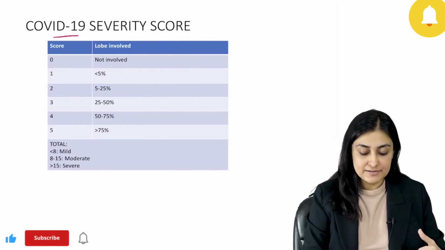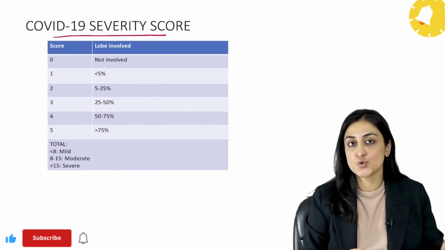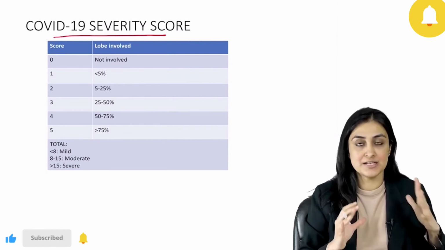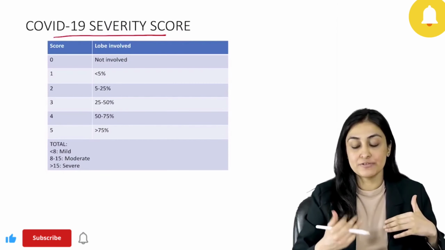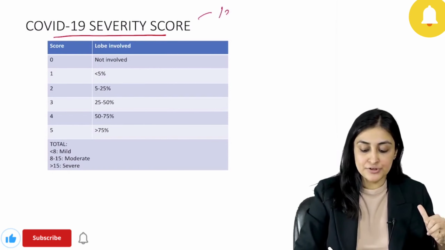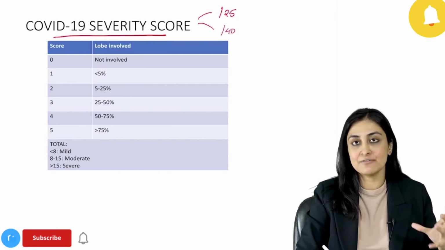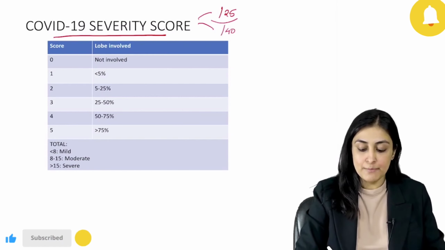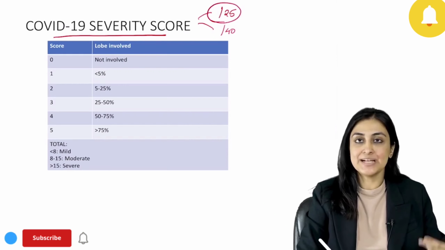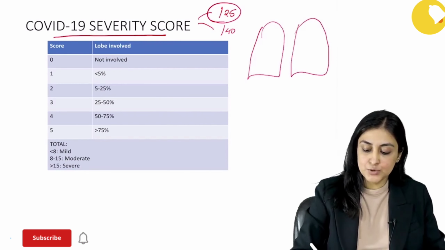And then what is the severity score? So CORADS is not a severity score, it's a suspicion score. When we want to see how much is the lung involvement and want to give a severity score, there are 2 kinds of methods. One is out of a denominator of 25, one is out of a denominator of 40, where every lung segment is given a score. More commonly in practice, we use the 25 scheme method, wherein we divide both the lungs basically into the lobes.